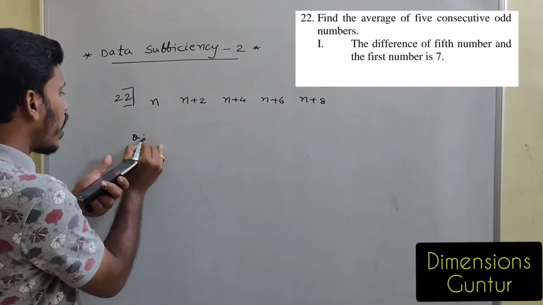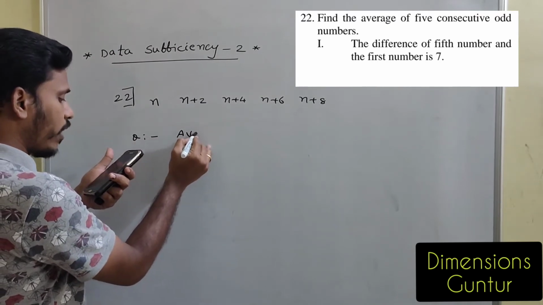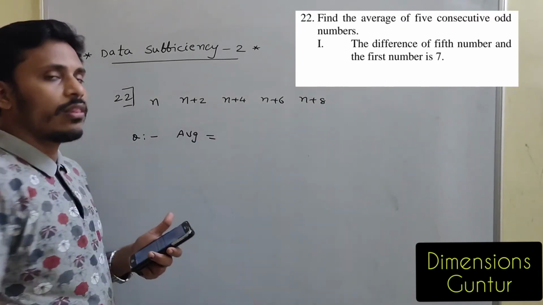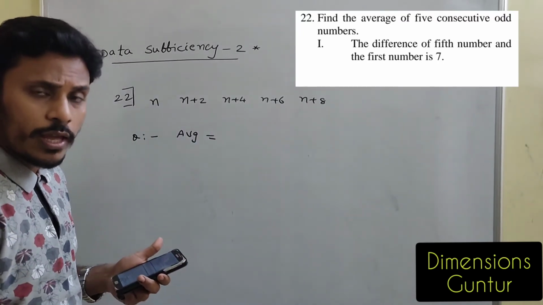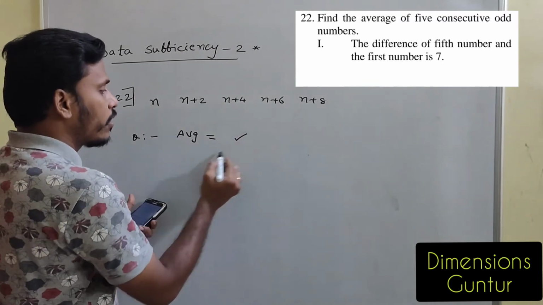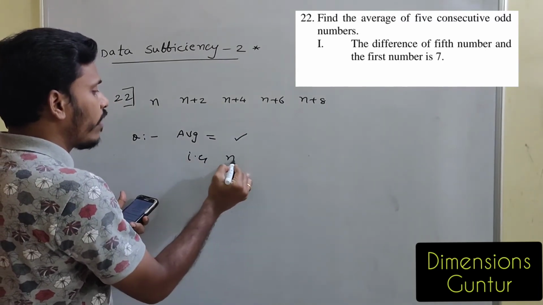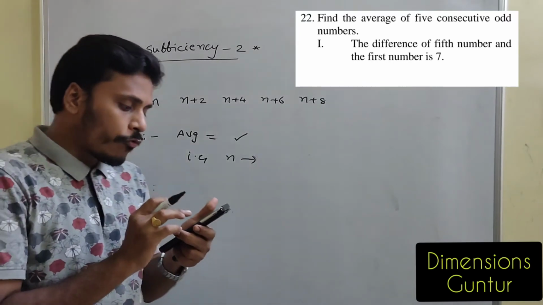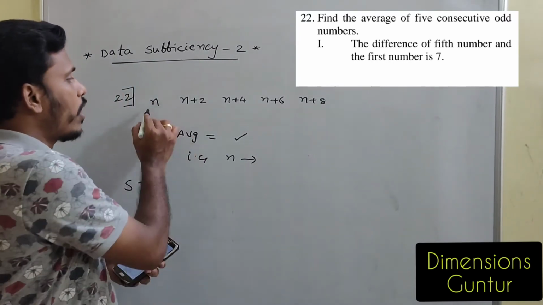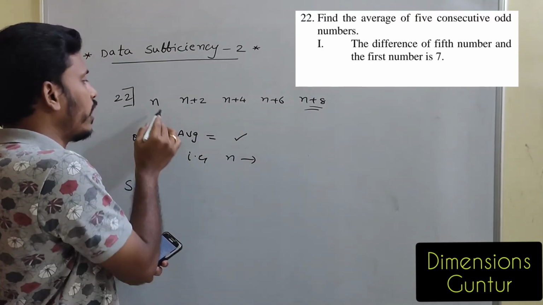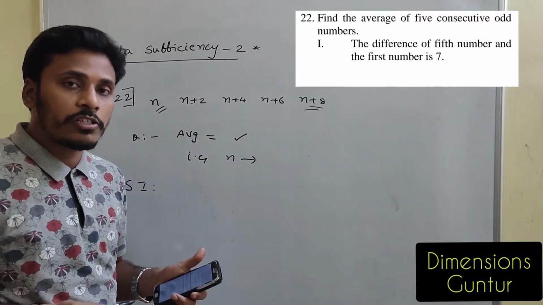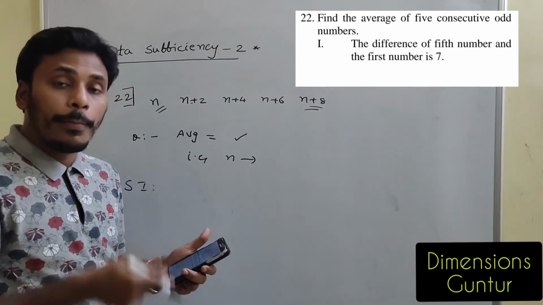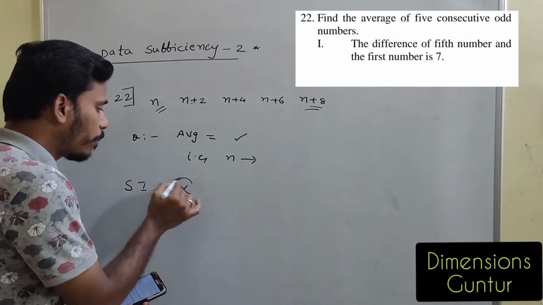And the question is asking you to find the average of these consecutive odd numbers. So average is nothing but you need to add all these and divide by 5. So if you know n, you will get the average. For that you need to find the value of n. Then think about statement 1. The difference of the fifth number and first number is 7. 1, 2, 3, 4, 5. The fifth number is n plus 8. The first number is n. The difference is how much? n plus 8 minus n is 8. The difference is always 8, but it is given as 7. So statement 1 is completely wrong.